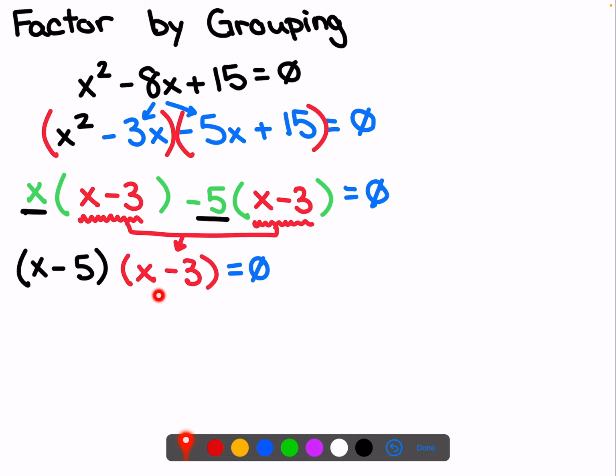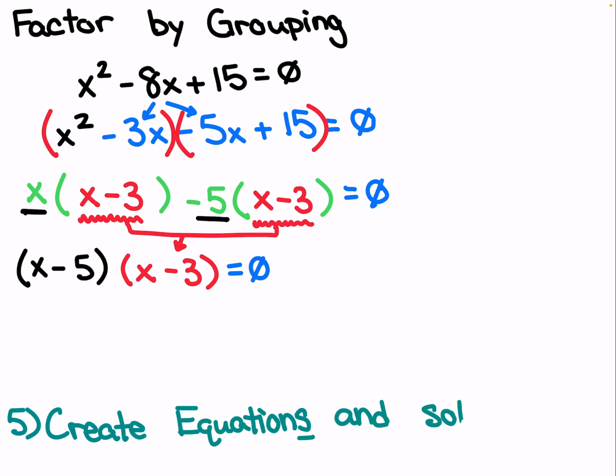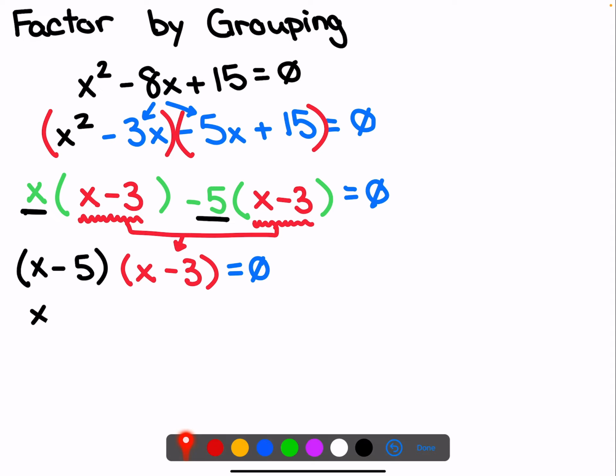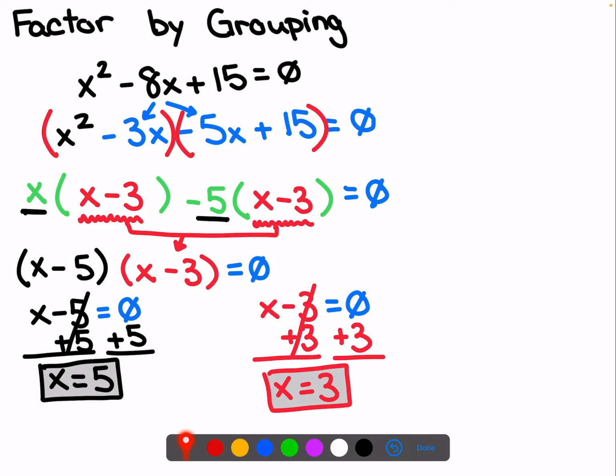Oh, it's factored. Now I can set up my two equations. So I have x minus 5 equals 0, and I have x minus 3 equals 0. Solving for x, we get x equals 5, and we also get x equals +3. Now that's how we can factor by grouping. So now there are two methods that you can use.